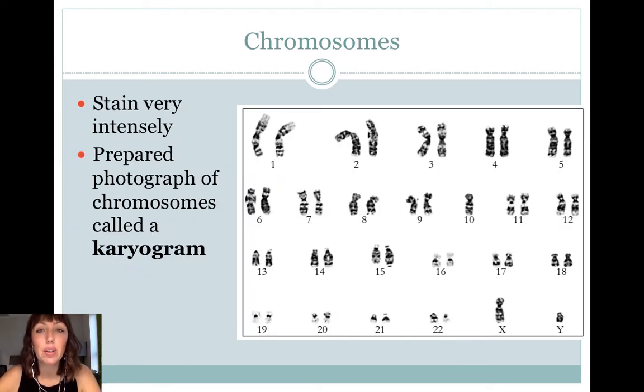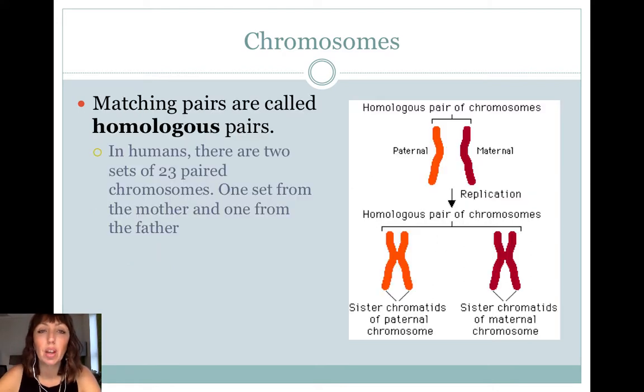So if you can stain them very intensely, you can create what's called a karyogram. So here's a karyogram. It's a prepared photograph of chromosomes. And you can see pairs 1 through 23. So matching pairs are called homologous pairs. And in humans, there are 2 sets of 23 paired chromosomes, 1 set from mother and 1 set from father.